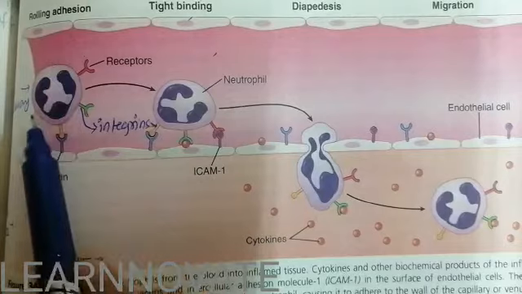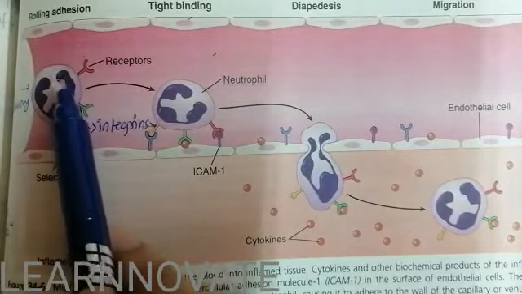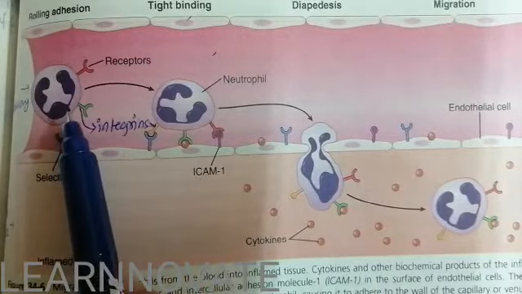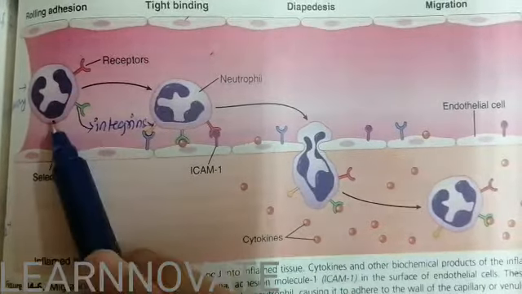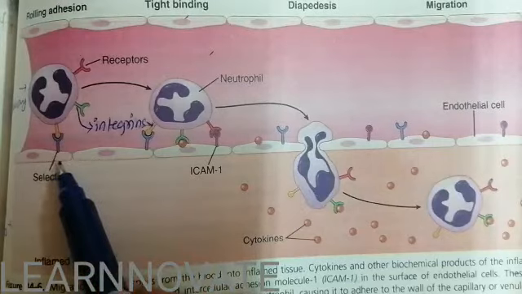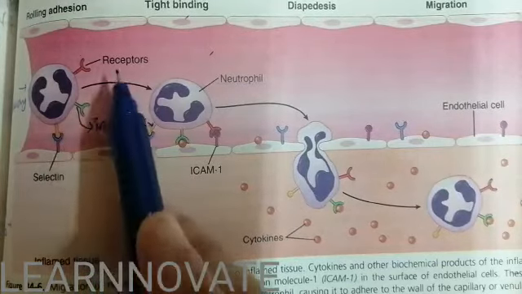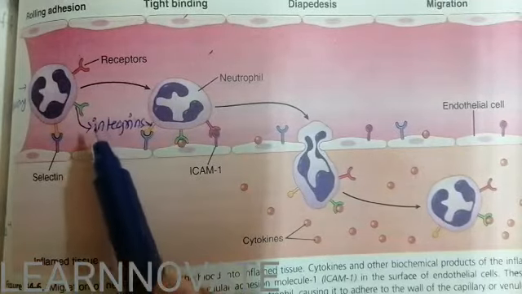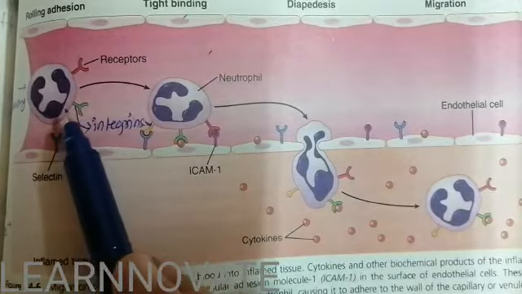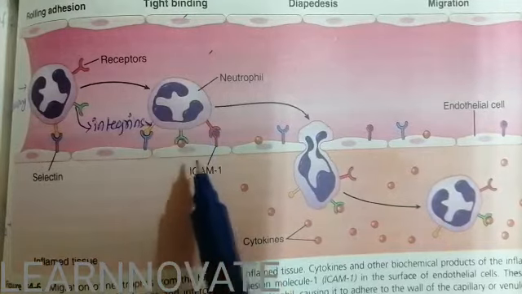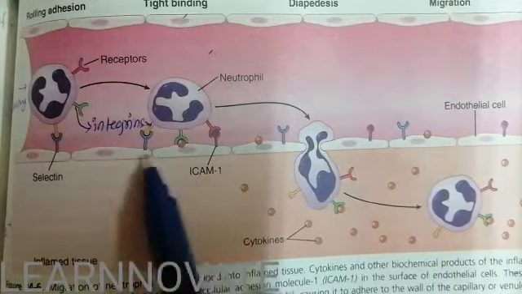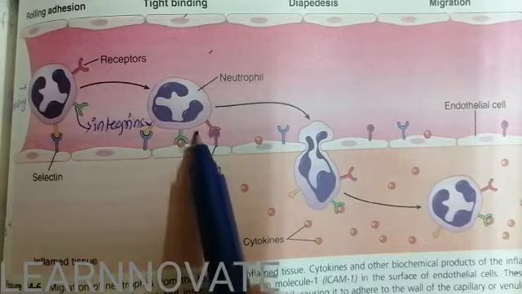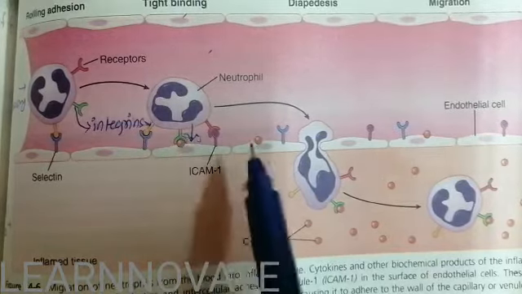What happens? First there is a floating adhesion, when molecules adhere to certain factors present at the endothelial lining. Here you can see the selectins, the receptors present on the neutrophils, and the integrin molecules attached to the neutrophil. It binds the neutrophil with the endothelial lining, the tight junctions of the cells. This neutrophil binds at that point of the endothelial lining.